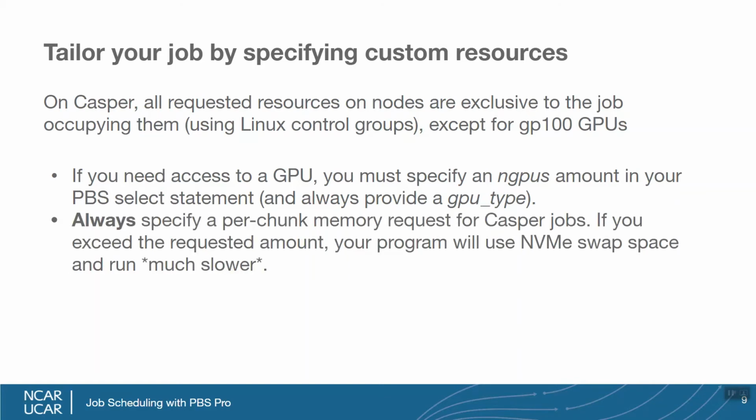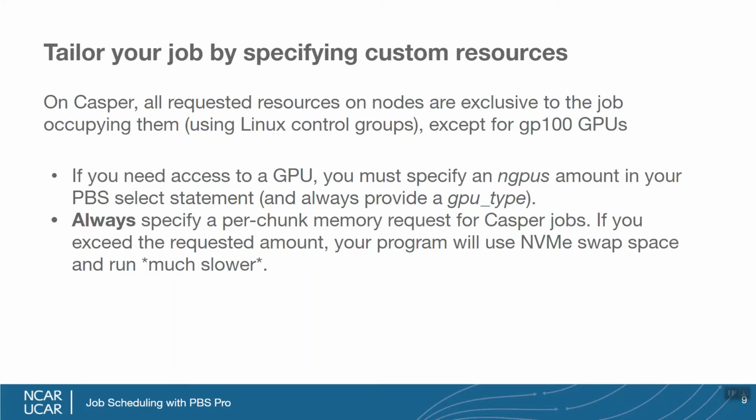Another thing to note, you should always specify a per chunk memory request on Casper jobs, so that mem equals flag. This is important. If you don't ask for it, you'll get the default amount, which is 10 gigabytes. And if you exceed the amount that is requested, whether it's default or explicitly requested, your program will end up spilling into a swap space, this NVMe swap space. And that's good because it's better than failing, I should say. The job won't just crash, but it's going to run much slower. So you generally want to avoid spilling into that swap space if you can.